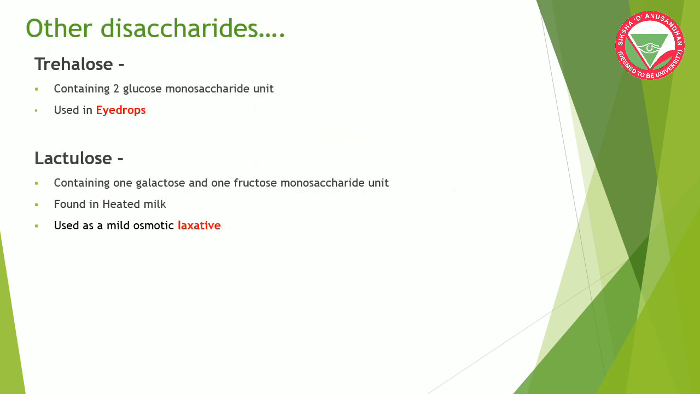The other disaccharides include trehalose, which has alpha 1,1 glycosidic bond between two glucose molecules. It is used in eye drops. Second is lactulose, which is an artificial disaccharide formed of galactose and fructose. It is used as a laxative and in hepatic encephalopathy. The third is cellobiose, which has a beta 1,4 glycosidic bond between two glucose molecules.